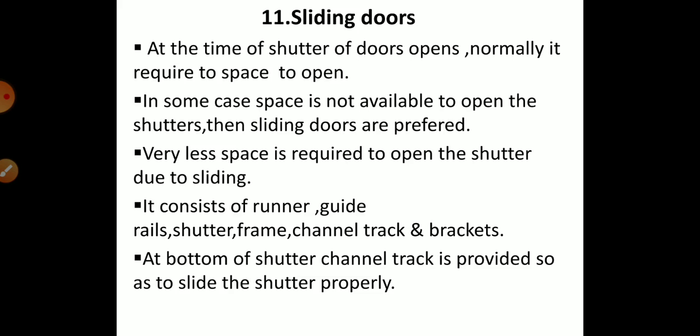The next is the sliding door. What is the sliding door? When the shutter of a door is opened, it normally requires space to open. In cases where space is not available to open the shutter, sliding doors are preferred. This type of door requires very little space to open the shutter, due to sliding. It consists of runners, guide rails, shutters, frames, channel track, and brackets.